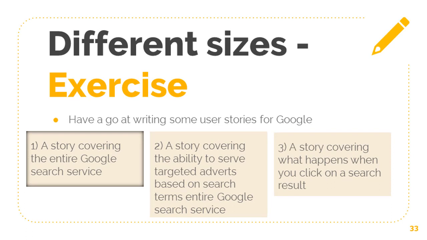Let's try an exercise in writing different sized user stories. Have a go at writing 3 user stories for Google. Make one of them huge, covering the search engine's main activity. Write another that covers a subset of the site's functionality, the ability to serve targeted adverts based on what the user has searched for. Finally, write a small user story that describes what should happen when a user clicks on a search result. Don't spend more than a couple of minutes on this exercise. It's just designed to get you thinking about how user stories can be of different sizes. Now pause the video and have a go.